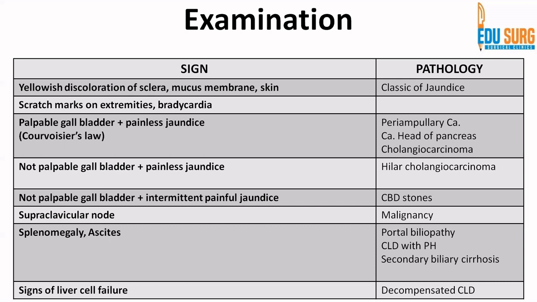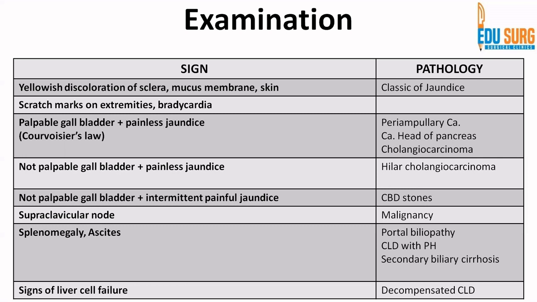Not palpable gallbladder with painful intermittent jaundice. So we are talking of type 2 Benjamin classification. And if you recollect, commonest type 2 Benjamin is CBD stone. So not palpable gallbladder, intermittent painful jaundice seen in patients with CBD stone.